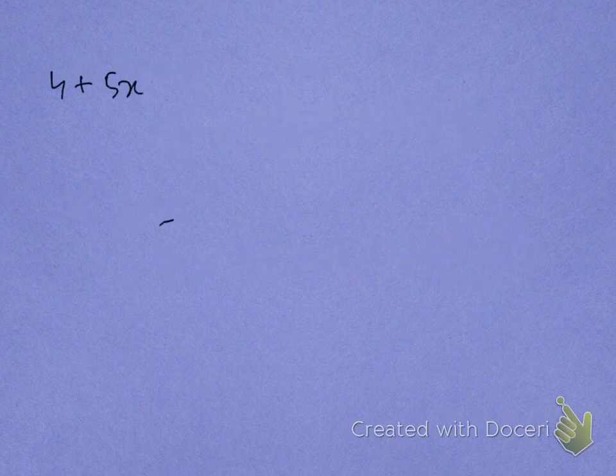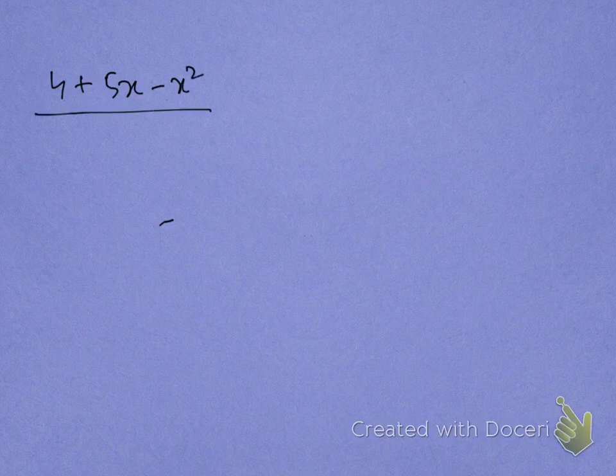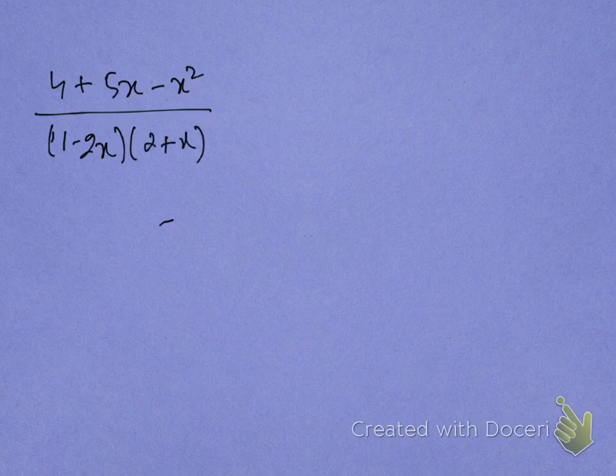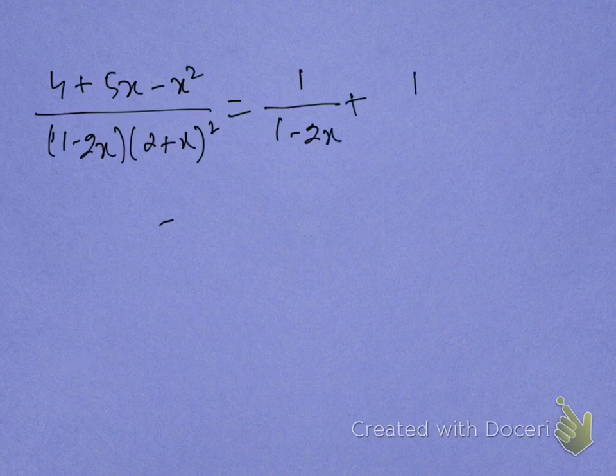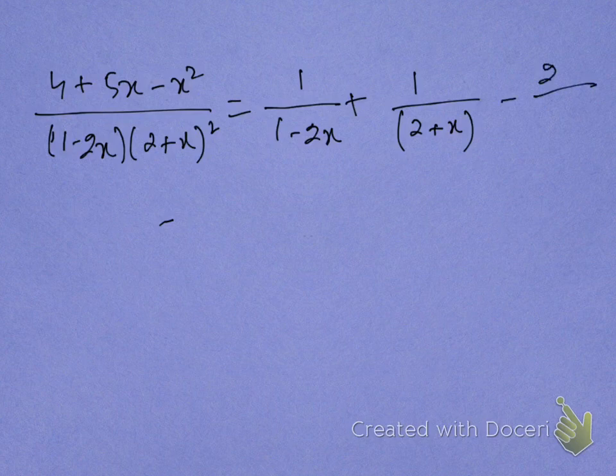Now substitute the values of the constants a, b and c into equation number 1. So we have (4 plus 5x minus x square) over (1 minus 2x)(2 plus x) whole square, equals 1 upon (1 minus 2x), plus 1 upon (2 plus x), and -2 upon (2 plus x) whole square. That's the final answer of the partial fraction.